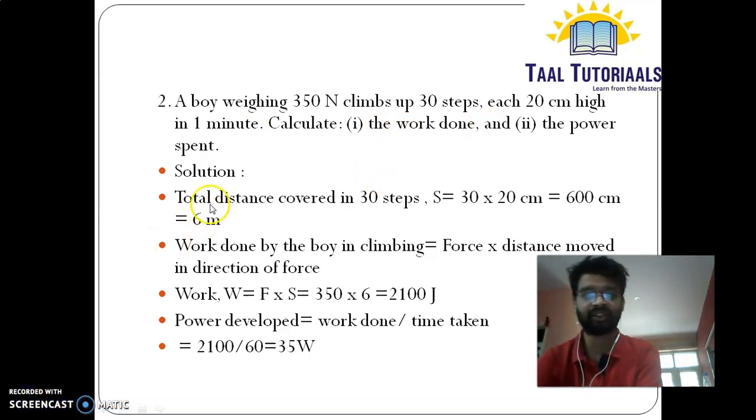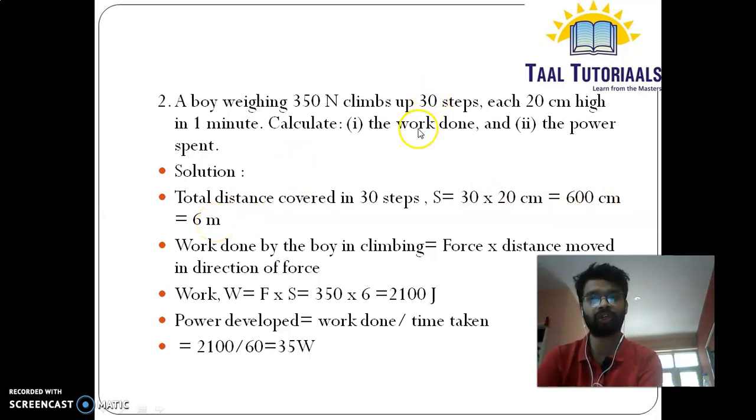First, here we need to find the total distance. He has covered 30 steps, each of 20 centimeters. We will multiply these two to get the total distance. This comes to 600 centimeters. We'll convert that into meter, that becomes 6 meters.